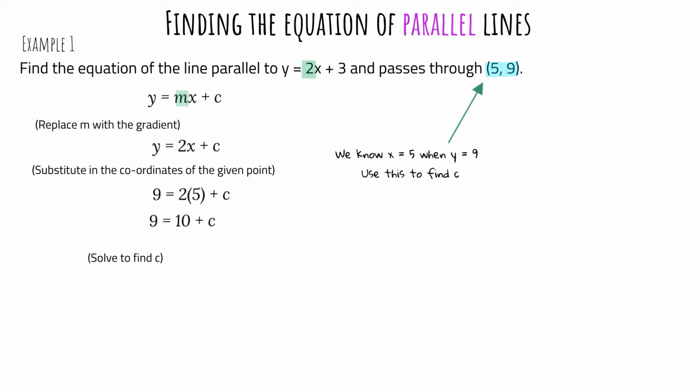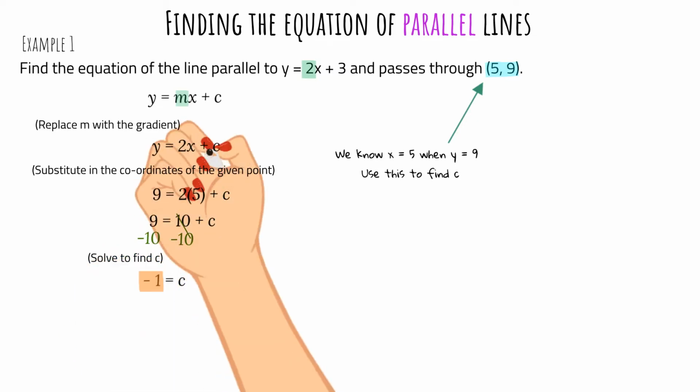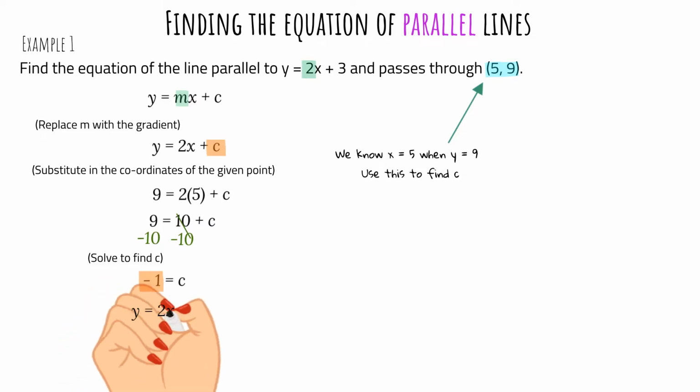I'm going to minus 10 from both sides to eliminate it from the side that has c on. And I'm left with c on its own, and c is equal to minus 1. There's my y-intercept. So I have the equation of my straight line. It's y equals 2x minus 1.